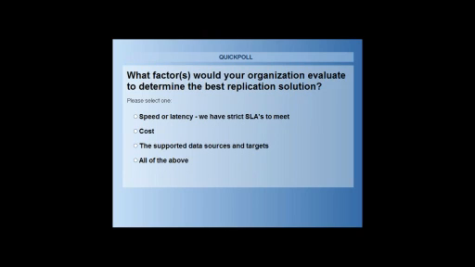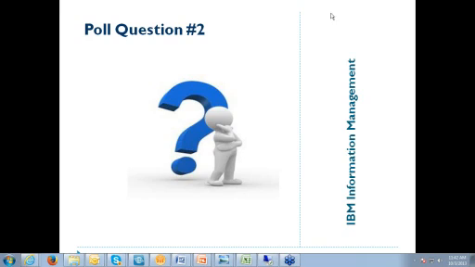So, Kim, we're seeing most people, three quarters by a wide margin, say that all of the above, speed, latency, cost, and the supported data sources and targets, are all going to be integral data points in determining which product to use. Well, I think that's really good, and it also validates IBM's strategy. IBM really is doing all of the above.